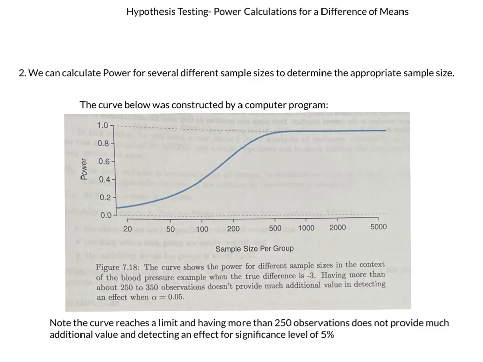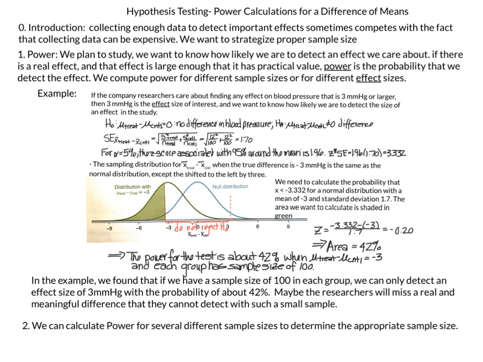sample size would be. In this video, we talked about the power calculations, and the idea is collecting enough data to detect important effects sometimes competes with the fact that collecting data can be expensive, so we want a good strategy to determine a proper sample size. So when we plan a study, we want to know how likely we are to detect an effect we care about. If there's a real effect, and if that effect is large enough that it has practical value, power is the probability that we can detect the effect.